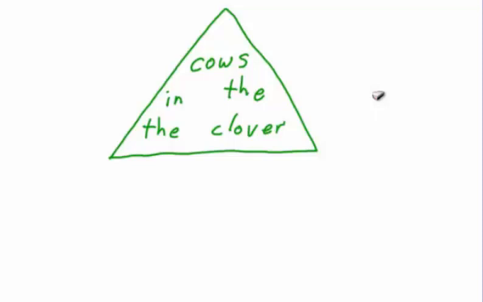It does not say cows in the clover. Read it again. This road sign says cows in the clover. It's a very human thing to look at this road sign, to see that the word is repeated twice, and delete this in your mind because you know it's a mistake.